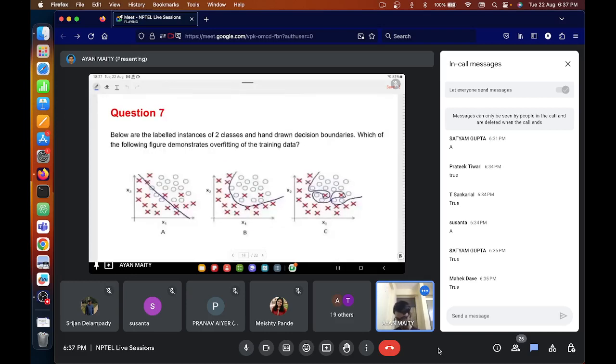Question 7. Below are labeled instances of two classes and hand drawn decision boundaries. So for the same data set, we have drawn 3 decision boundaries A, B and C. Which of the following figures demonstrates overfitting of the training data?